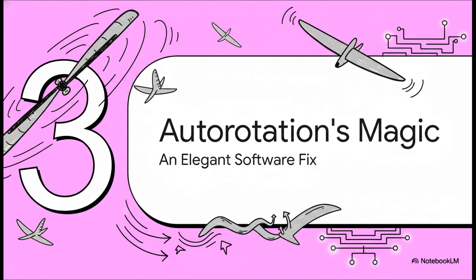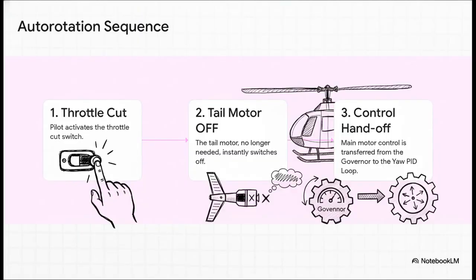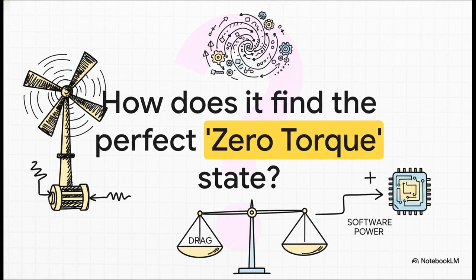All right, now for the main event. This is where it gets really, really clever. How does the system handle gliding without power, auto-rotation, when it seems mechanically impossible? The answer is just an incredibly elegant software fix. The moment the pilot hits that throttle cut switch, a rapid sequence kicks off. First, the tail motor, which is now pretty useless, just shuts down. Then, and this is the crucial part, there's a handoff. Control of the main motor is transferred from the speed-obsessed governor over to the direction-obsessed yaw system. And this leads to the big mystery. As the blades are being spun by the airflow, the motor, still physically connected, acts like a generator, creating drag.